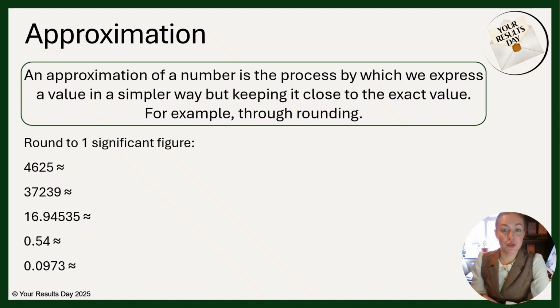First of all, let's make sure we understand each other when I talk about approximation. Approximation is more of a general term used to describe the process by which we express a value in a simpler way, but keeping it close to the exact value. For example, when we round a number, that would be an approximation. It's important that we keep the value close to the original, but simplify it so it can be used easily in calculations. For example, the sorts of calculations we might do in our heads.